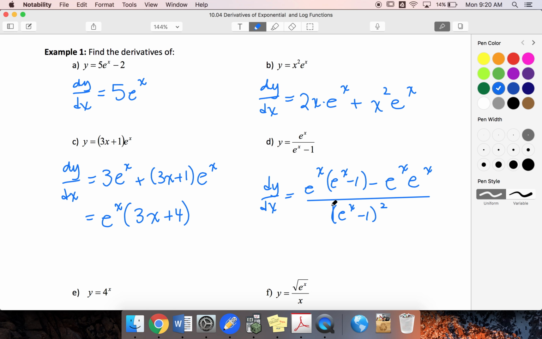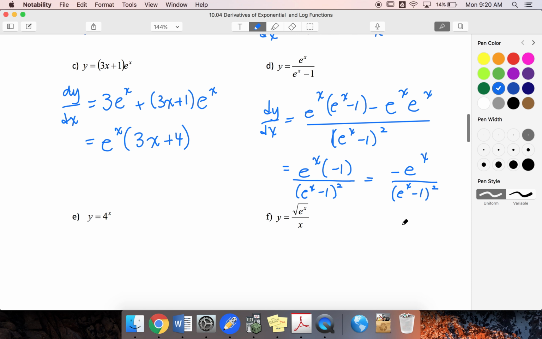All right, factoring, that's going to be e to the x times e to the x minus 1 minus e to the x. Well, that's just going to be negative 1 over e to the x minus 1 squared. And there's my derivative. I could rewrite this, of course, as negative e to the x over e to the x minus 1 squared, only slightly nicer.